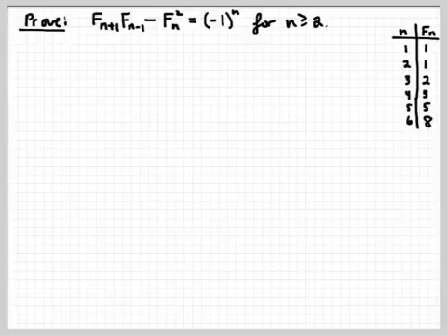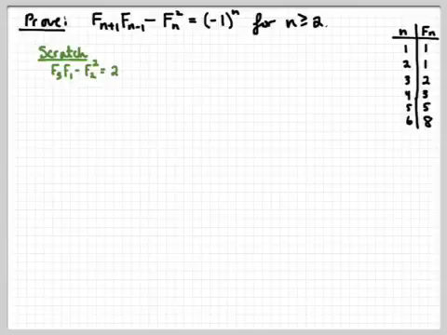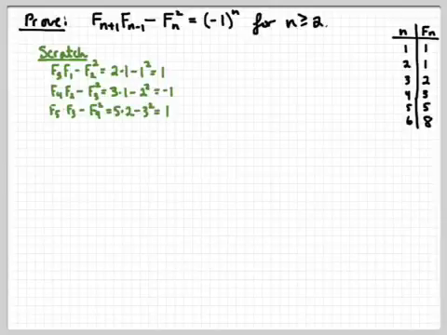First of all, I like to put the table with the Fibonacci numbers over somewhere on the side or the top of my page, because it just helps me to have them all there for reference. Okay, now let's try just checking a few values. So when n is 2, I get 1, when n is 3, I get negative 1, and when n is 4, I get positive 1. So that all looks pretty good.